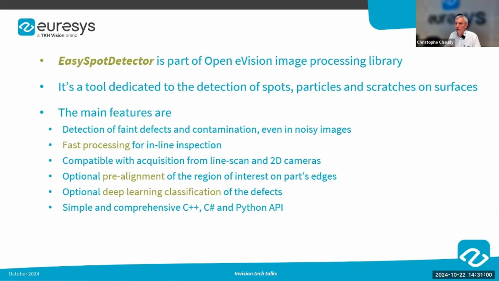And there are two optional processings that are included in SpotDetector. It's the alignment of the part, so a way to find where the object is in the picture. And the second optional processing is the deep learning classification, performed after we find the best candidate in the picture. And of course, like other OpenEvision libraries, EasySpotDetector is compatible with C++, C# and Python.